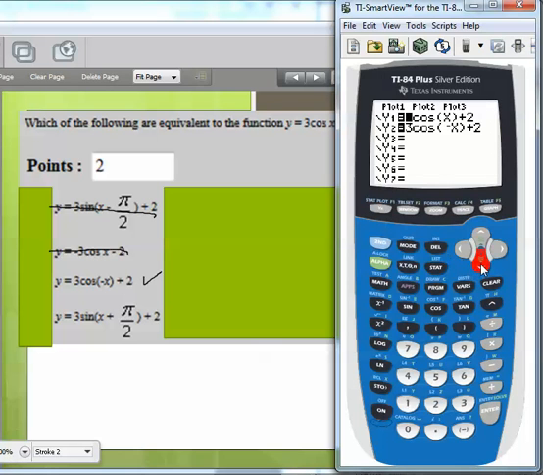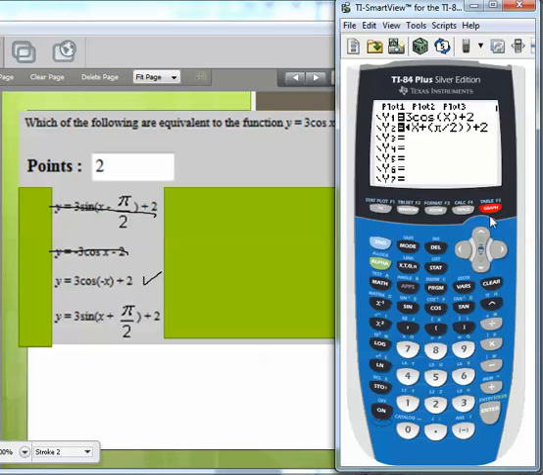So I'm going back to here. I'm going to clear out that answer there. And it's 3 sine of x plus pi divided by 2, parenthesis, because there's two parentheses there, plus 2.